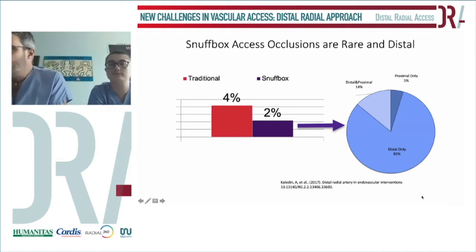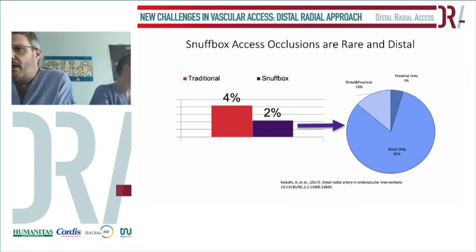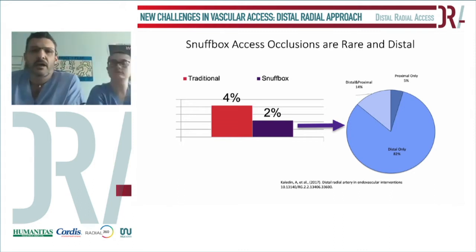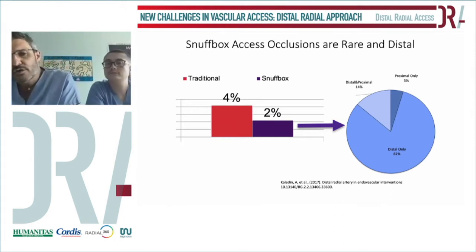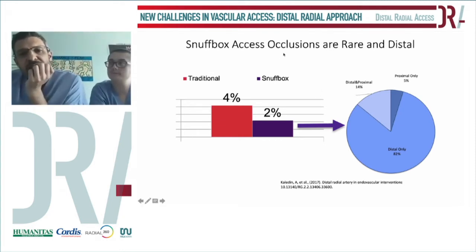So, but what about the risk of occlusion of the distal radial? We talk about the rate of occlusion of the forearm radial artery access. We saw the picture of the meta-analysis on the radial artery occlusion at the forearm, but some data are also available regarding the rate of occlusion in the snuff box in case of distal radial access, and the occlusions are rare, and when they happen are distal.